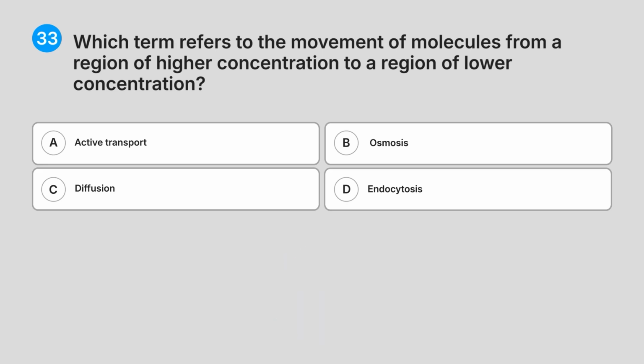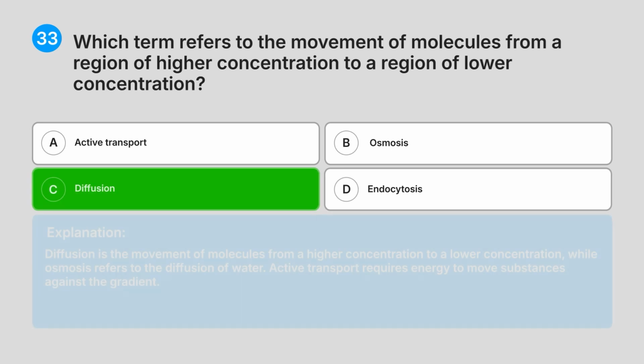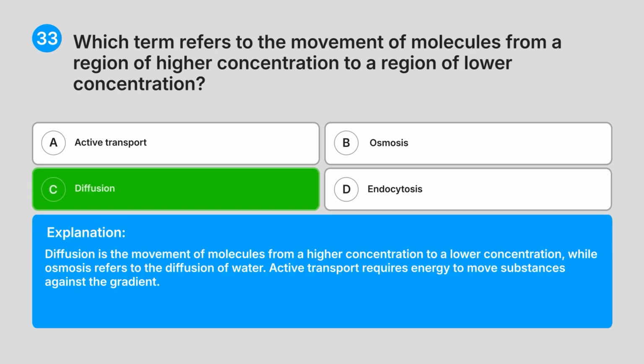Correct answer: C. Diffusion. Explanation: diffusion is the movement of molecules from a higher concentration to a lower concentration, while osmosis refers to the diffusion of water. Active transport requires energy to move substances against the gradient.